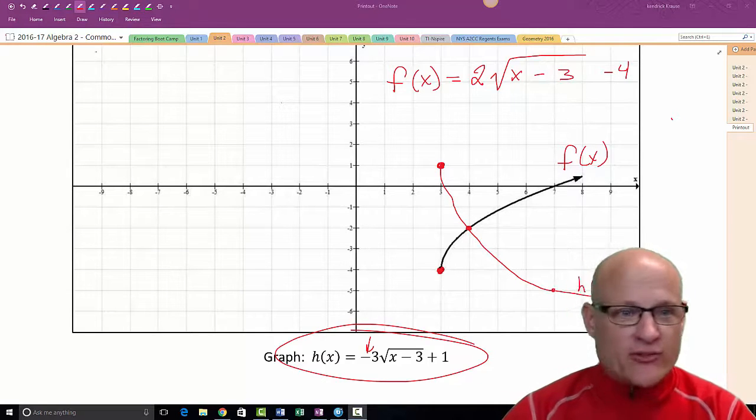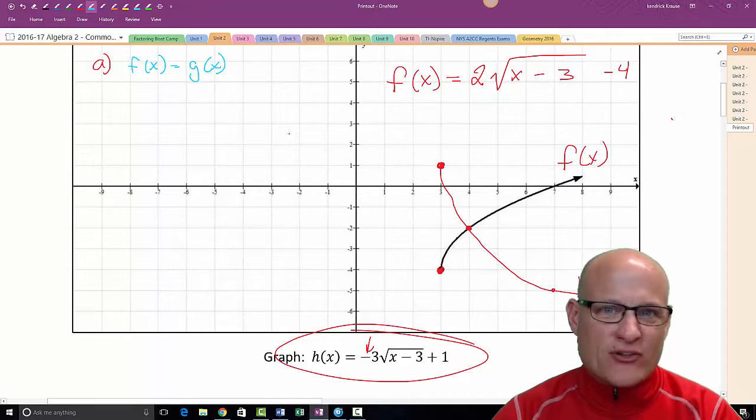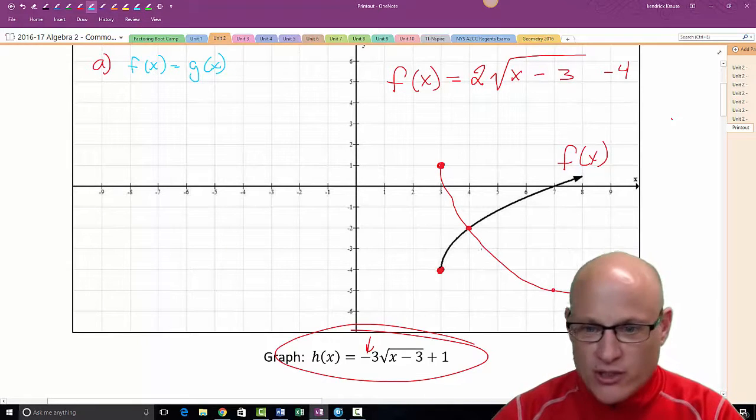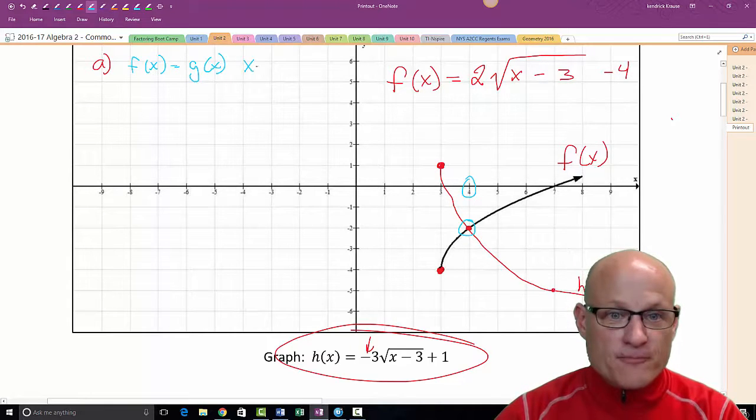Okay, so other questions I can ask you. I could say, okay, student of mine, when does f of x equal g of x? Or for what values of x does f of x equal g of x? Well, equals is where they're equal. So that would be x equals 4.